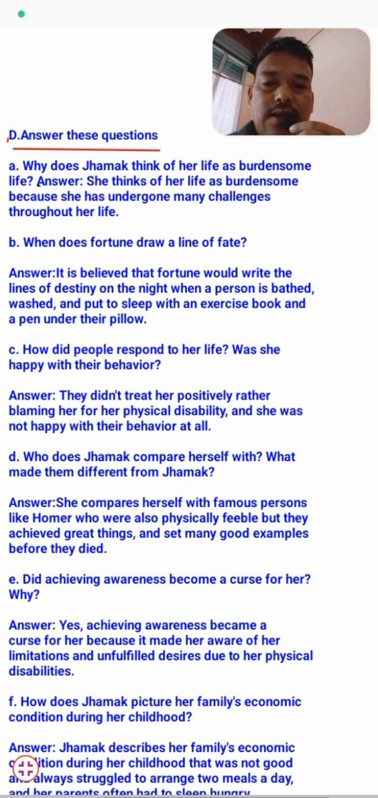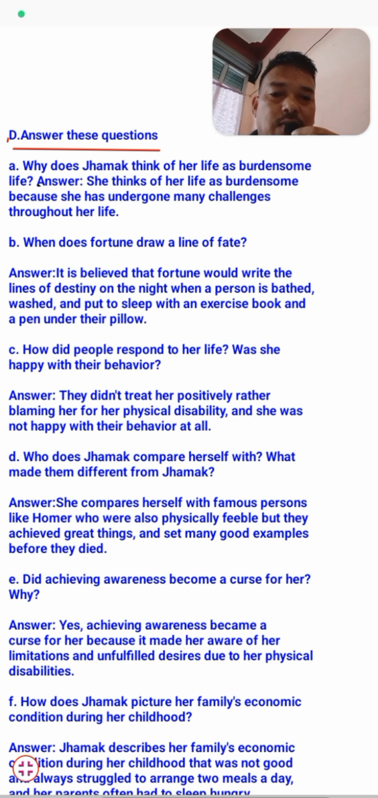D number, did achieving awareness become a curse for her, and why? Answer, yes, achieving awareness became a curse for her because it made her aware of her limitations and unfulfilled desires due to her physical disabilities.